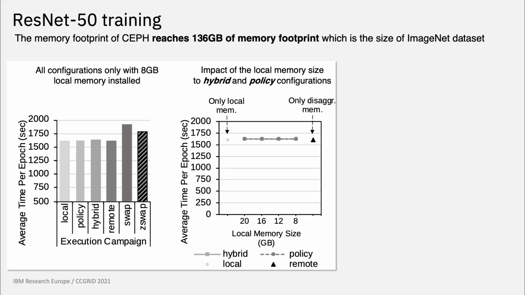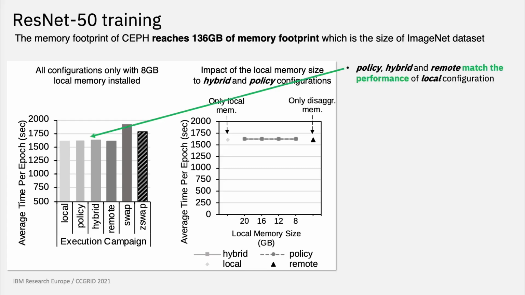The next application is the in-memory object storage service. More specifically, our custom chef system reaches 136 GB of memory footprint, which is actually the size of the ImageNet dataset. When we have only 8 GB of installed local memory, we observe that the policy, hybrid, and remote configurations match the performance of the local one.